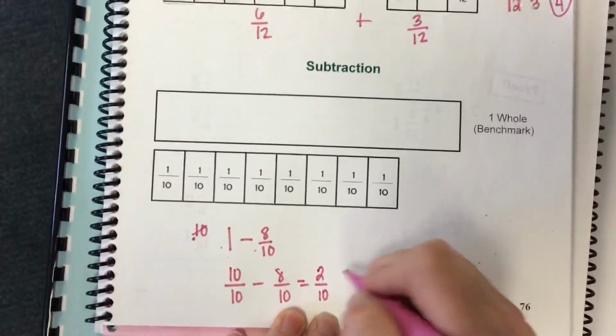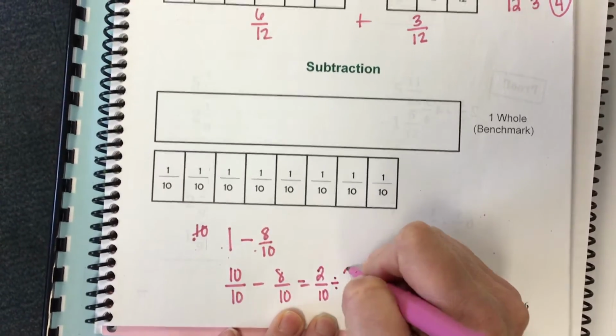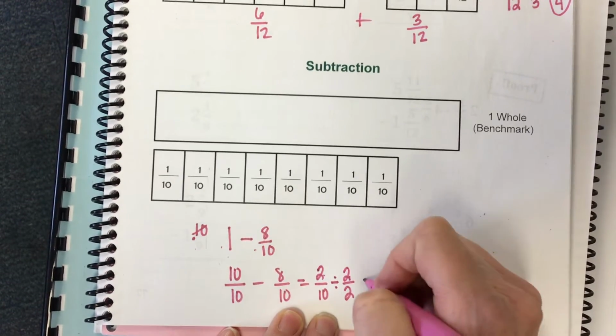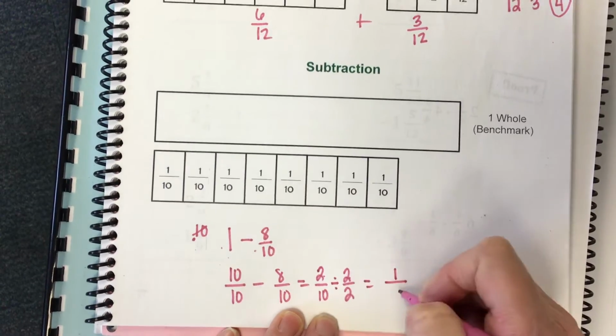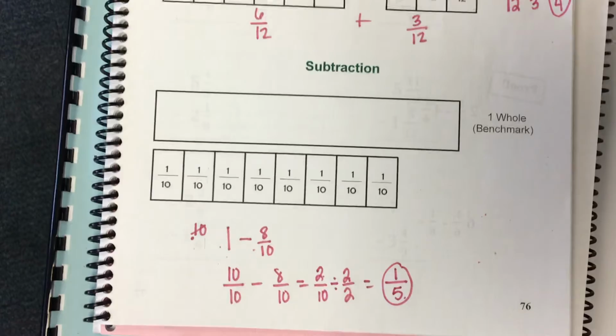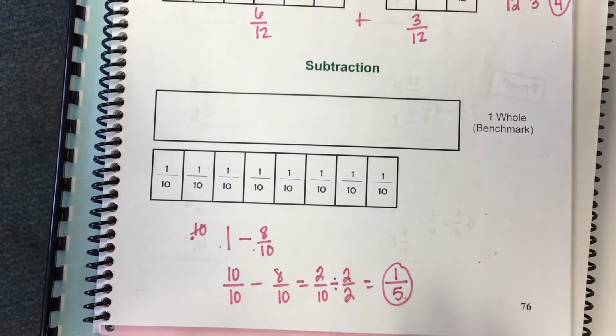And can I reduce 2 tenths? What can they both be divided by? 2. They can both be divided by 2. 2 divided by 2 is 1. 10 divided by 2 is 5. So your answer there is 1/5. Okay, I think that's pretty easy.